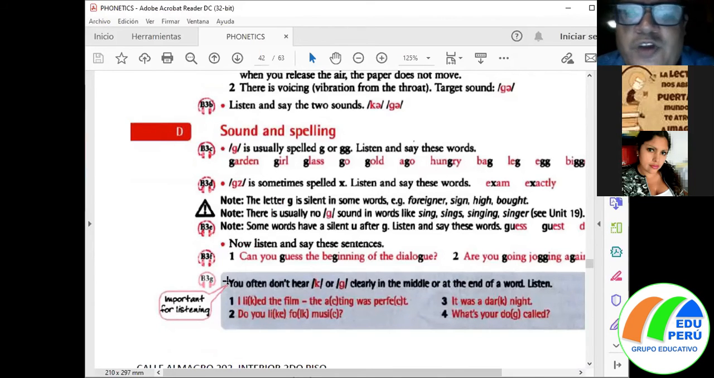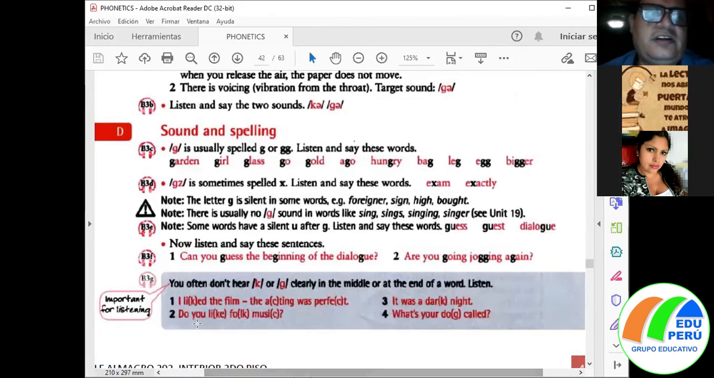Let's continue with the sound and spelling. G is usually spelled with the letter G. Notice the difference. G is the sound. G is the letter. Don't get confused. With the letter G or double G: garden, girl, glass, go, gold, hungry, bag, leg, egg, big. Big or bigger? Yeah, bigger. Now, let's pass to the next point. This is something interesting too.